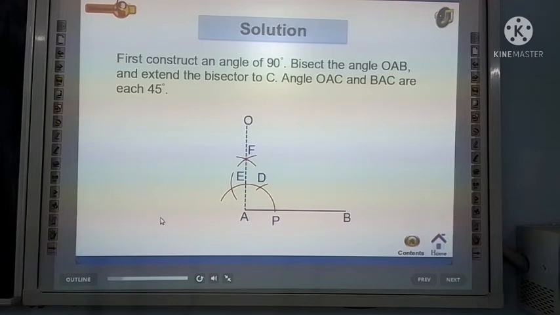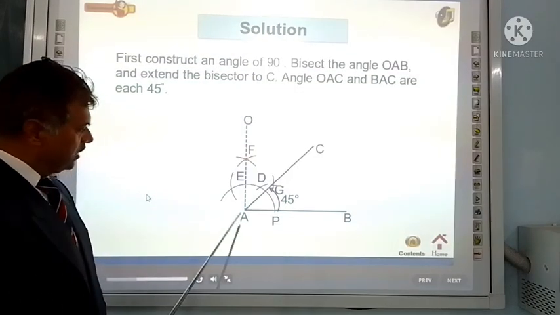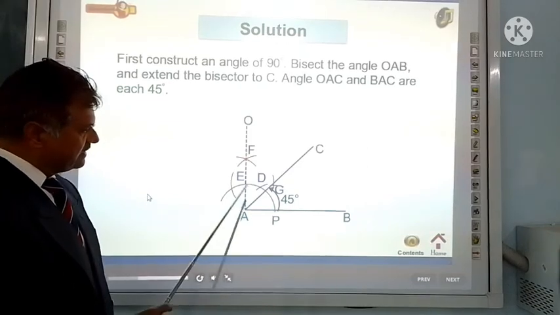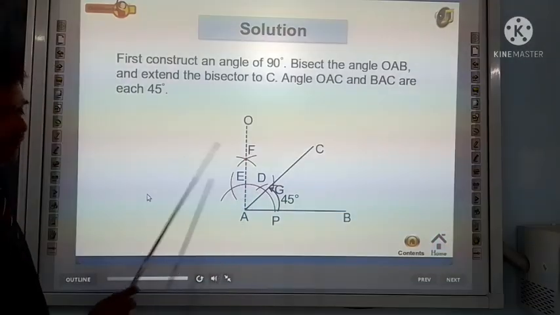Solution. First, construct an angle of 90 degrees. Bisect the angle OAB and extend the bisector to C. Angles OAC and BAC are each 45 degrees. Hence, to construct an angle of 45 degrees, bisect the angle of 90 degrees. First of all, we construct the right angle at A by compass. Then bisect this angle, then we can get a 45 degree angle. This is half of the 90 degree angle.